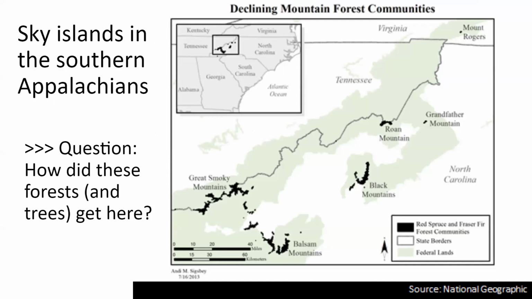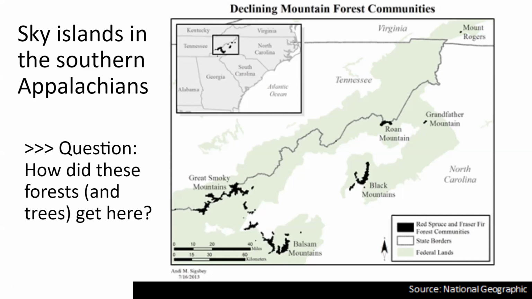the black areas are areas that are designated. This is where red spruce and Fraser fir, the Spruce-Fir Forest communities occur. So you can see there's some at Mount Rogers, Grandfather Mountain's got a bit, Roan Mountain, the Black Mountains, which is where Mount Mitchell is, the Smokies, and the Balsam Mountains. So how do these forests get here, right? Those are too far for those species to really disperse.